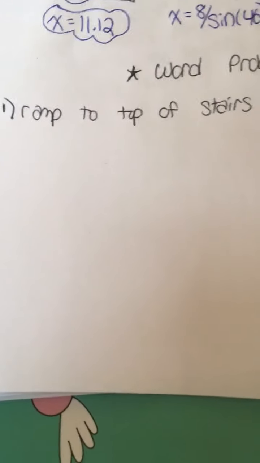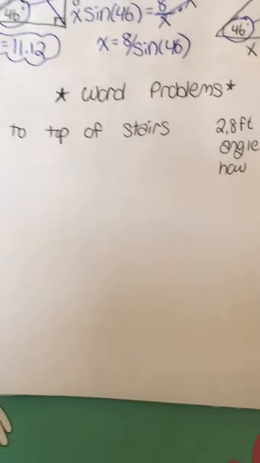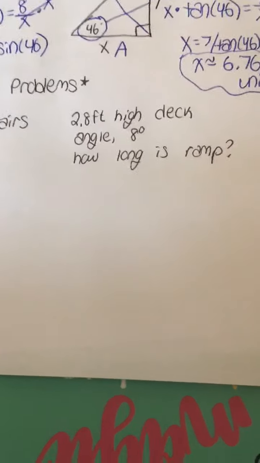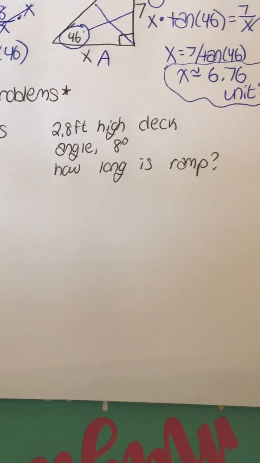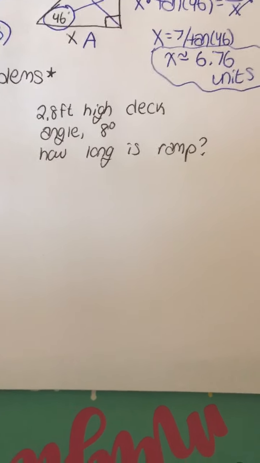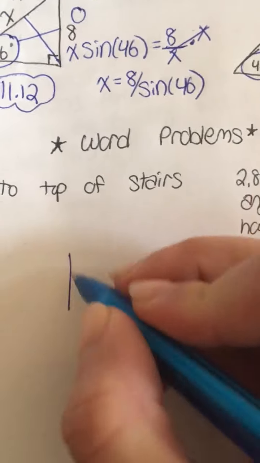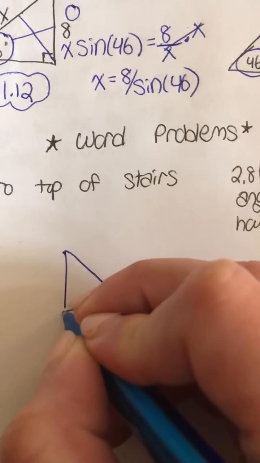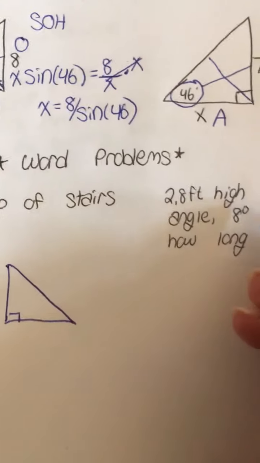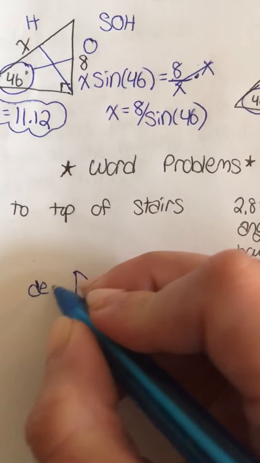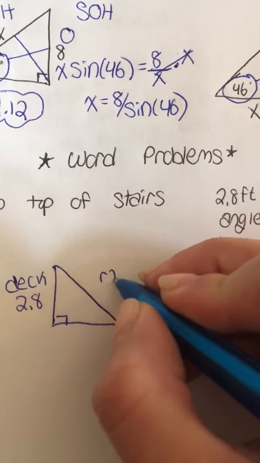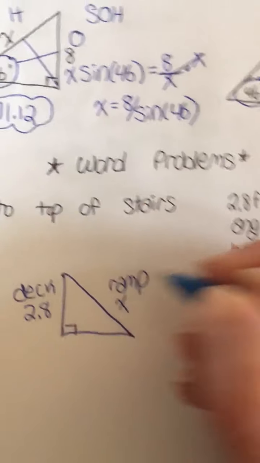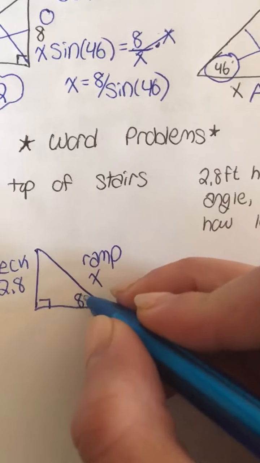So the first problem was somebody wanted to build a ramp to the top of their stairs, like on their deck. So they had a 2.8 foot high deck. They want the angle to be 8 degrees between the ground and the deck, and then we want to figure out how long the ramp should be. So let's draw a picture first. It doesn't matter which way you're going, as long as it's not upside down. So our deck could be over here, and it's 2.8 feet high. The ramp is this one on the diagonal, right? We don't know it, but x. And they want this super, super small 8 degrees.